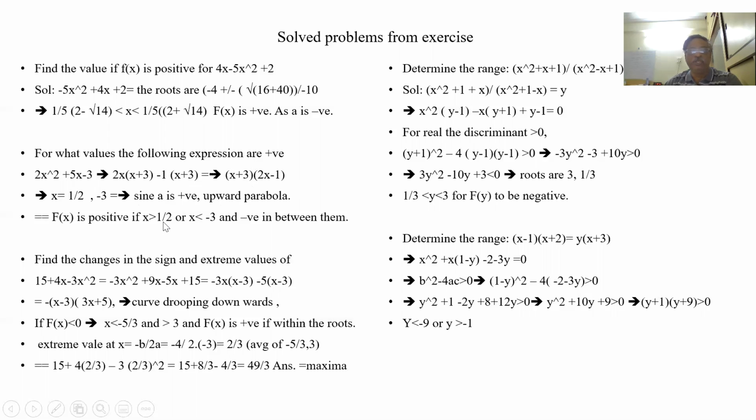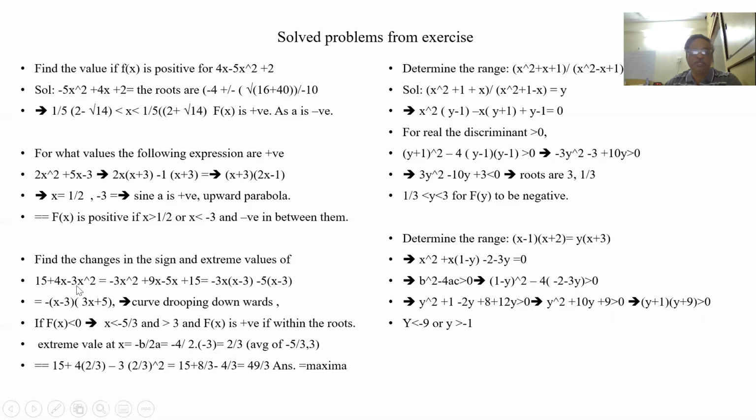So if it is more than half and less than minus 3, then we are going beyond the roots and we get always positive. Of course, if it is between them, we will get a negative. Find the changes of sign and extreme values of this.